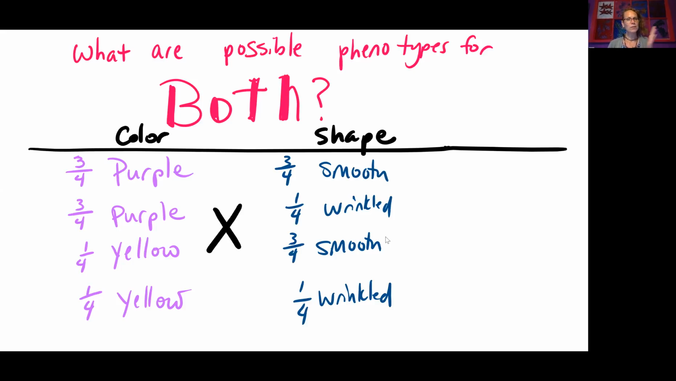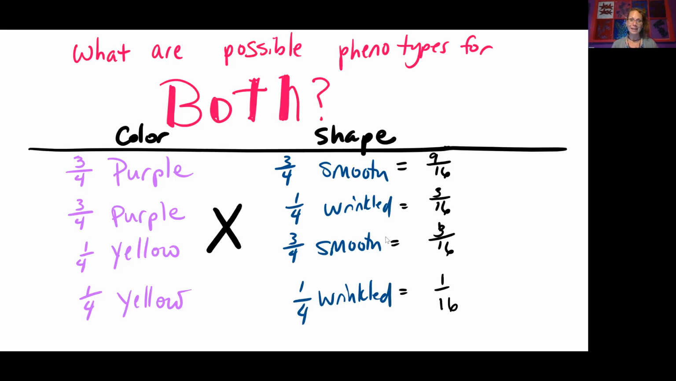Okay, so all we have to do is multiply. We can multiply the likelihood of being purple times the likelihood of being smooth to figure out the likelihood of both of those characteristics showing up together. We're just multiplying across. Remember, when you're multiplying fractions, you multiply the numerators together and then the denominators together. So 3 times 3 is 9, 4 times 4 is 16. Do that for each of those. Pause if you need to. Okay, this is the answer you should have gotten. Great. So this is our expected frequency.